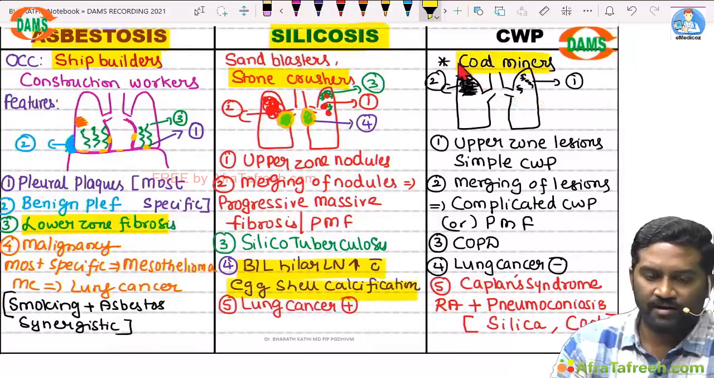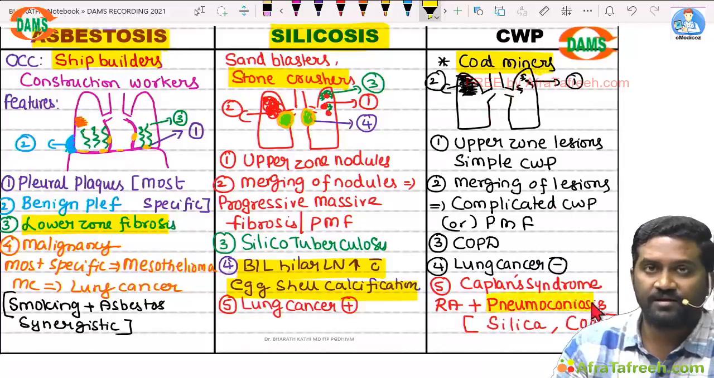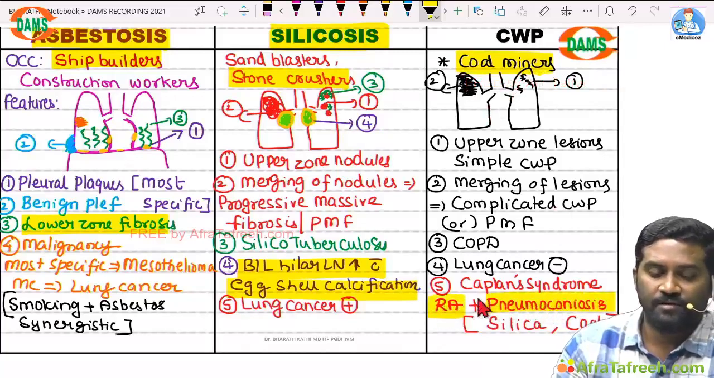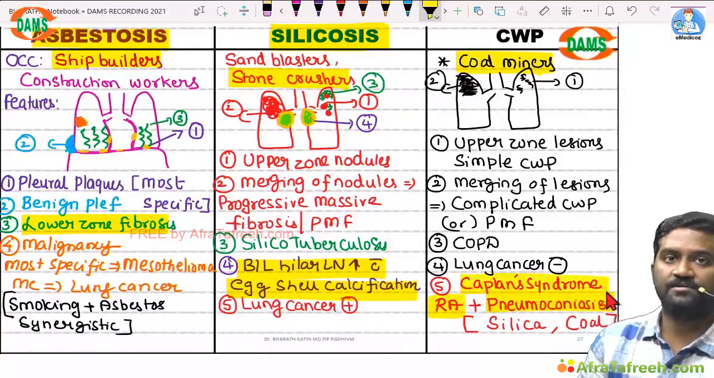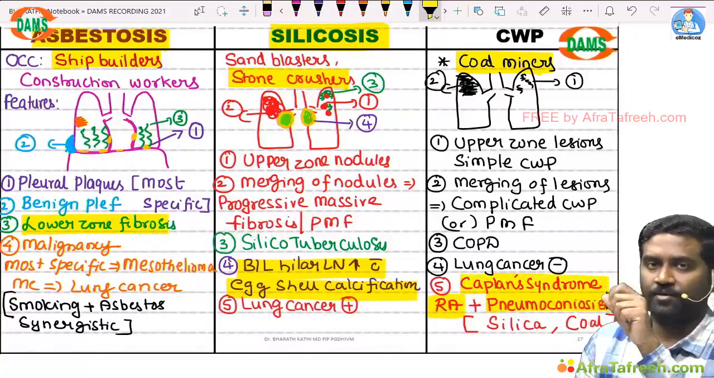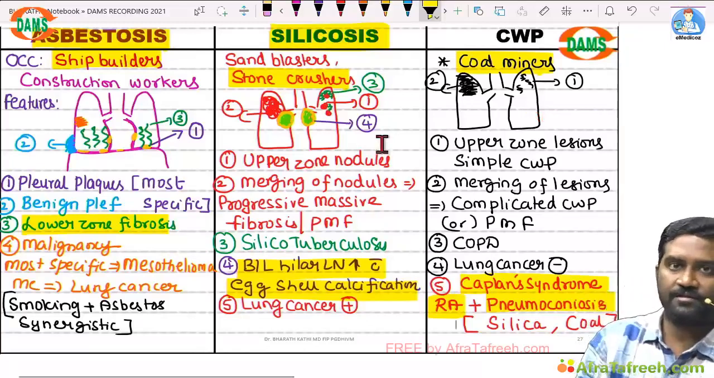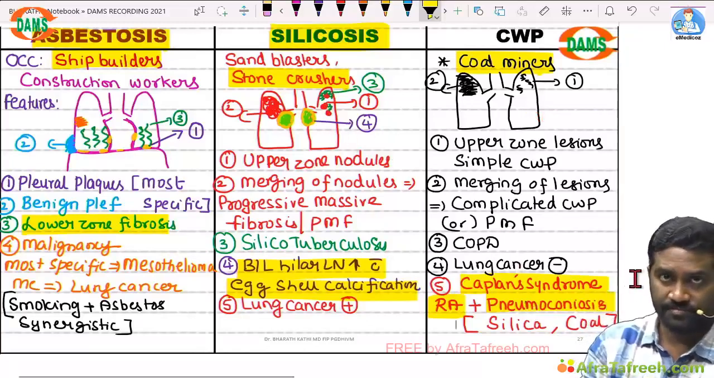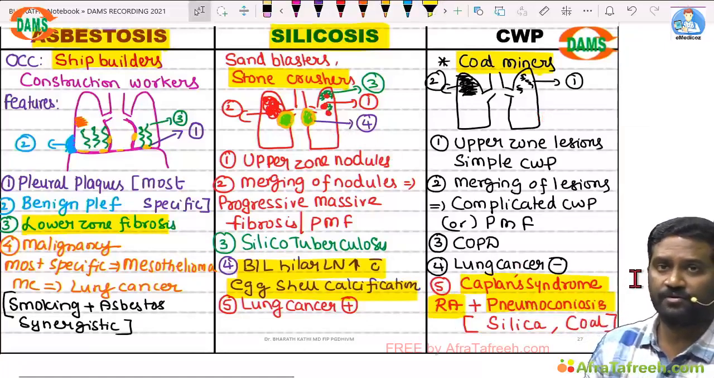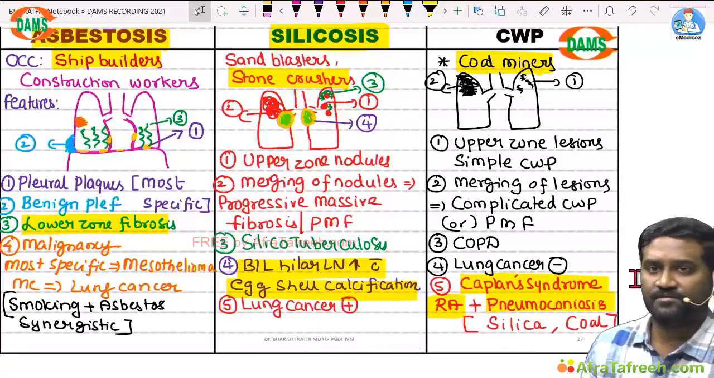A coal miner with pneumoconiosis, with respiratory symptoms and with rheumatoid arthritis. What should be your answer? Kaplan syndrome. Why is it so? Rheumatoid arthritis with pneumoconiosis. The question will be like this: a coal miner is now having shortness of breath and joint pains. Shortness of breath will correlate to pneumoconiosis. Joint pains will correlate to rheumatoid arthritis. The combination is Kaplan syndrome.